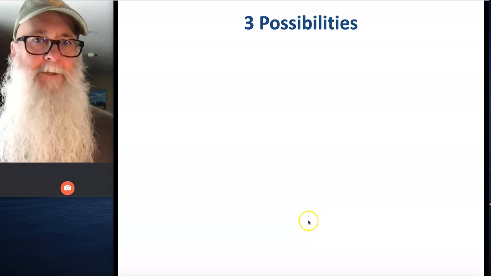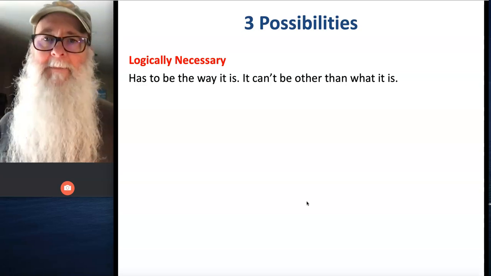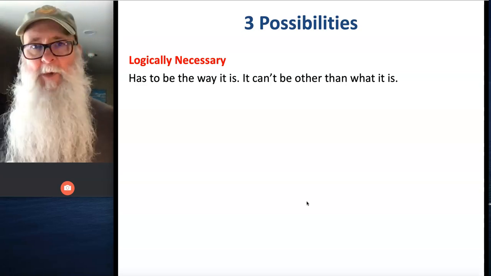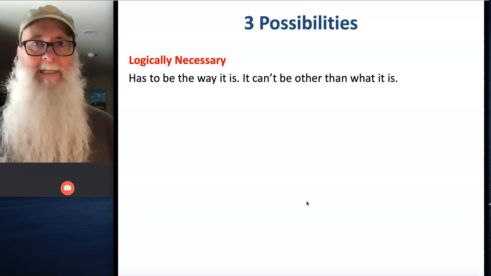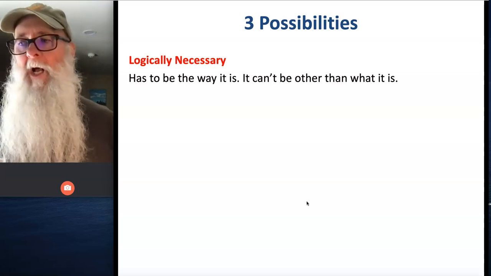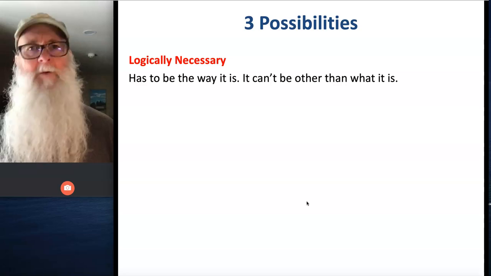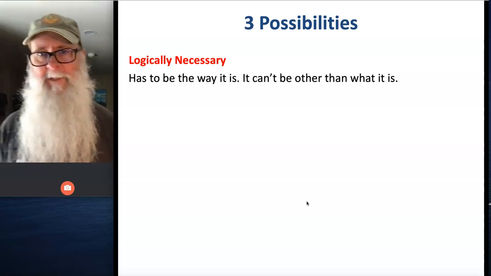I'm going to suggest to you that there are three logical possibilities. Possibility number one is that something might be logically necessary. If we say that something is logically necessary, we're saying this is required. This is logically required. It has to be this way. It can't be any other way. A square has to have four sides. If it's a figure with any more or fewer than four sides, it is not a square. It is logically required that a square be a four-sided figure.